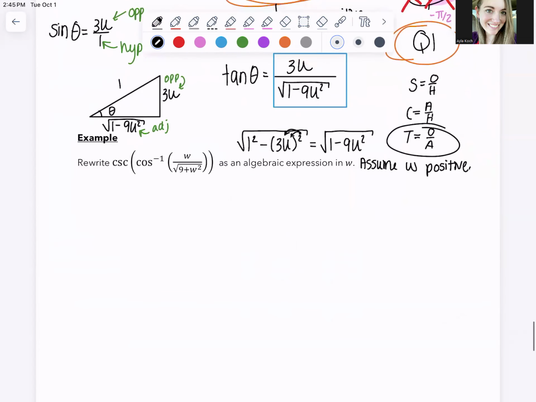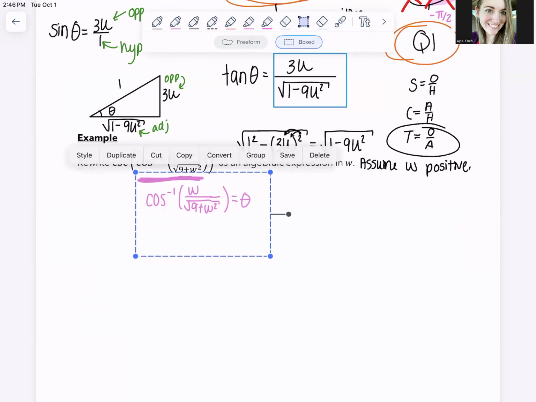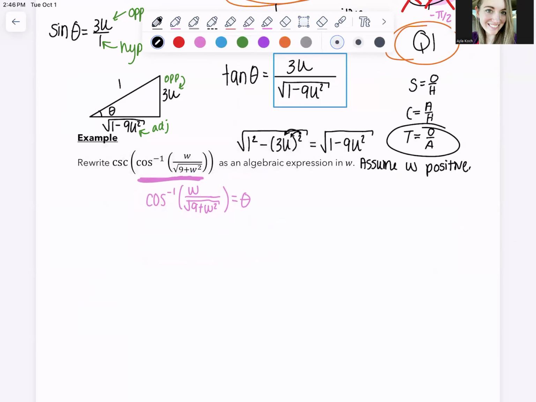Same trick as last time. Set inverse trig equal to theta. So you have cosine inverse of w over the square root of 9 plus w squared is equal to theta. Furthermore, what we're looking for now is cosecant of theta, because cosine inverse of blah is theta.